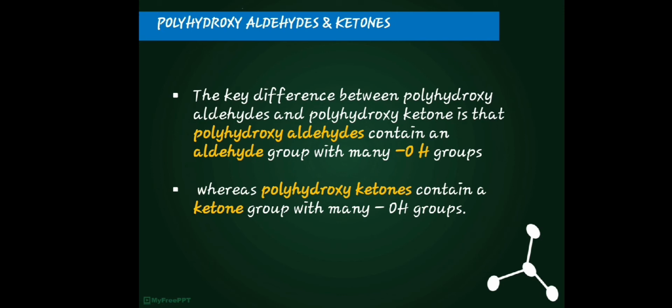Again, in a polyhydroxy aldehyde, at the terminal of the structure you can find the carbon attached to a double bond oxygen and a single bond hydrogen. Whereas in a polyhydroxy ketone, you can find the formula where the double bonded carbon is attached to hydrocarbon with the oxidizing element.